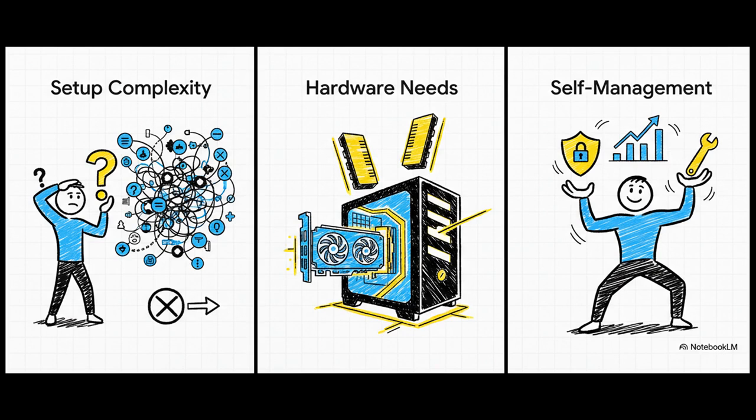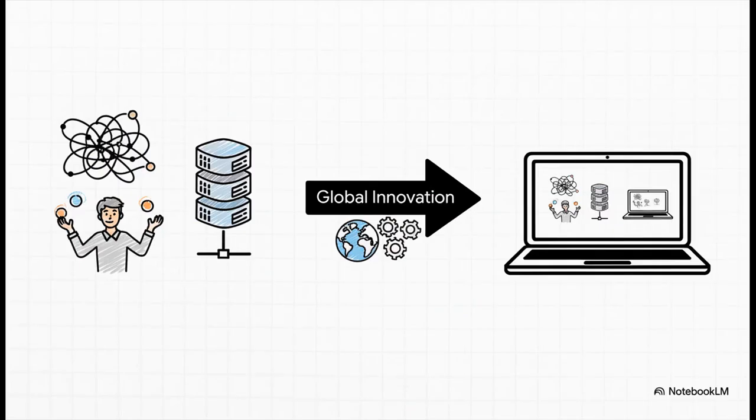And once it's up and running, well, you're the one in charge of security, maintenance, the whole shebang. But here's the really exciting part. That global innovation we were just talking about, it's already crushing these problems. New techniques are coming out all the time that shrink these huge models and make them run way more efficiently. It's a process often called quantization.